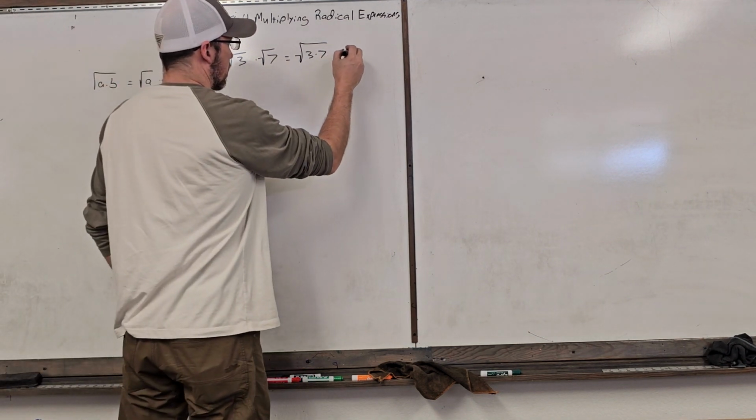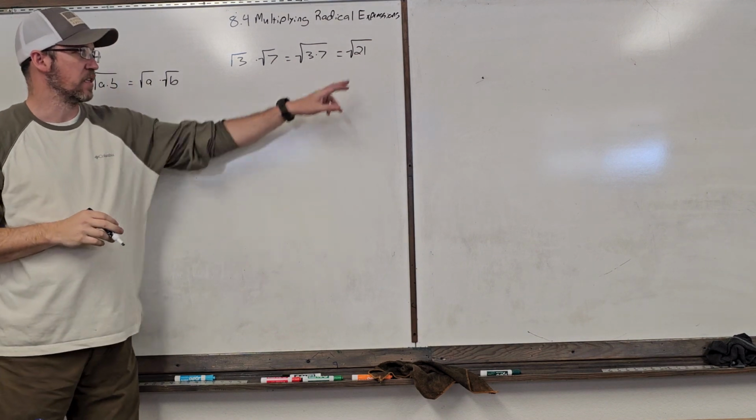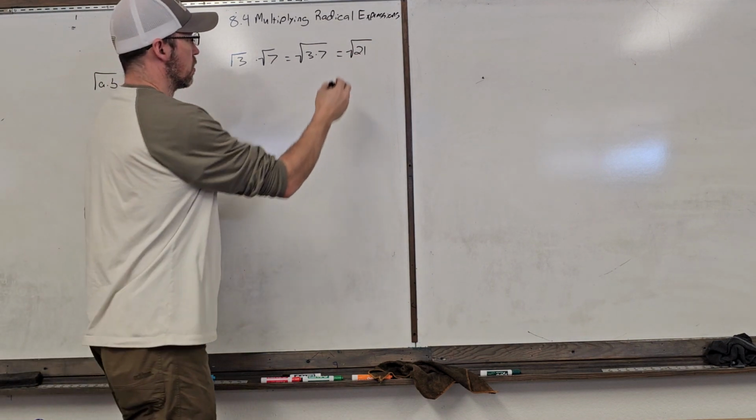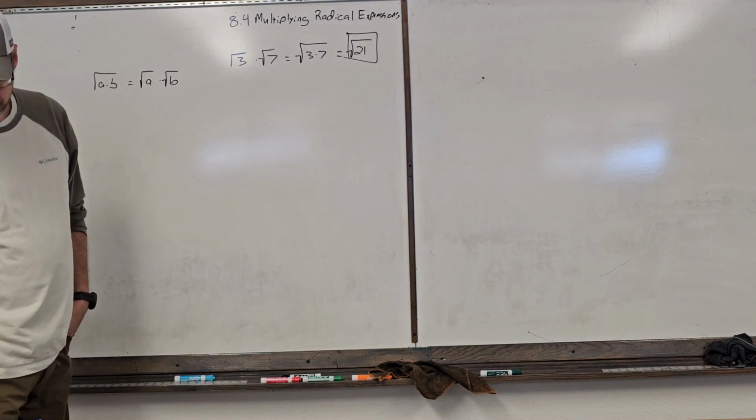So I'm going to get the square root of 21. 21 has no perfect square factors, so at that point, I am done multiplying those two together.